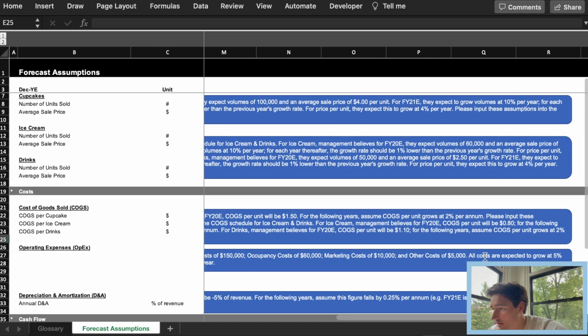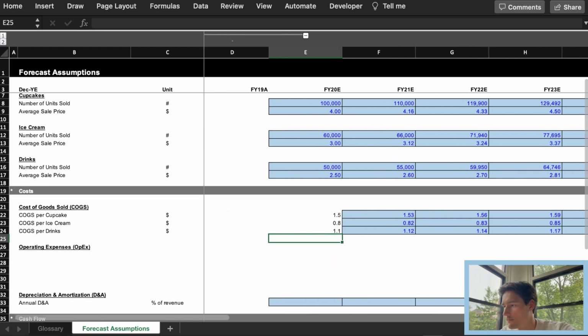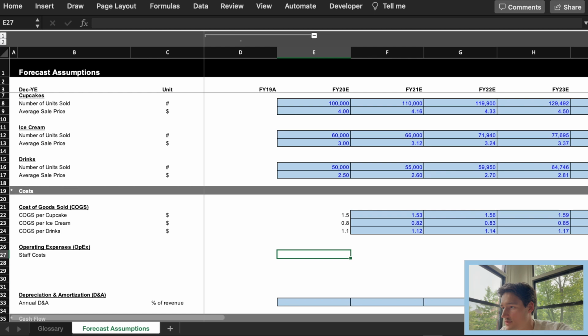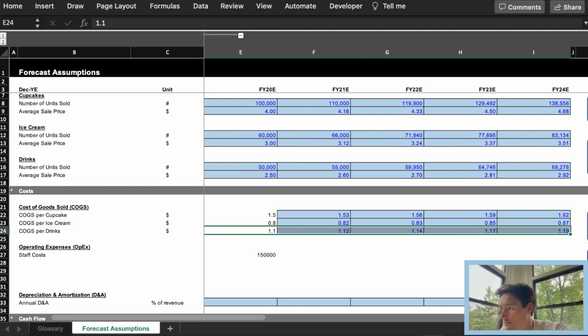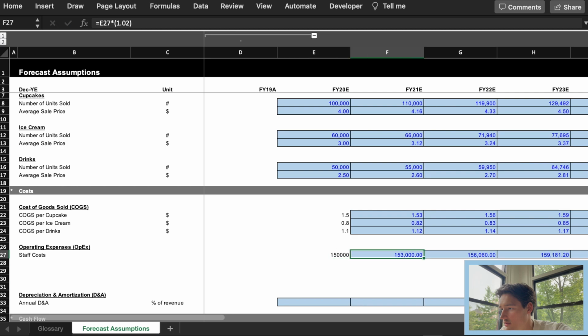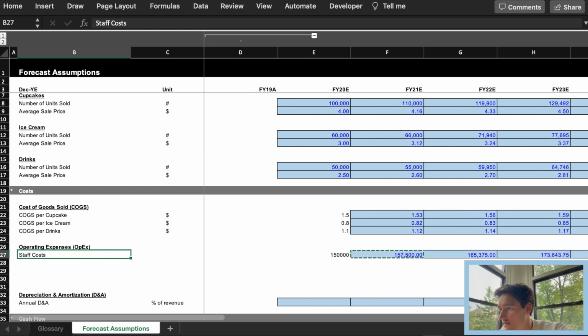And now we're looking at the operating cost section. So we have a couple bigger costs here. Okay, so we have a couple key costs here. First, we have the staff costs, 150,000. How can we make this faster? Let's just keep this same formatting. So 150,000. The growth rate here that we're looking for is 5% a year.